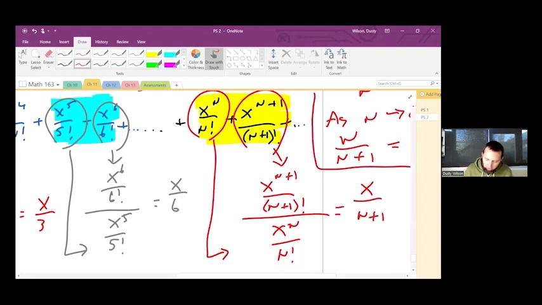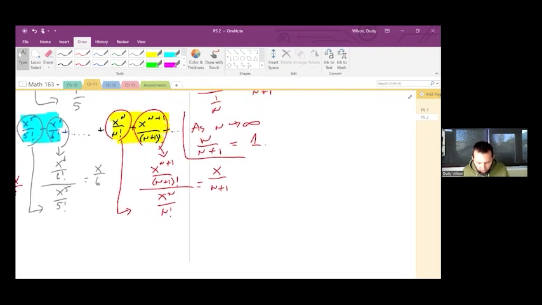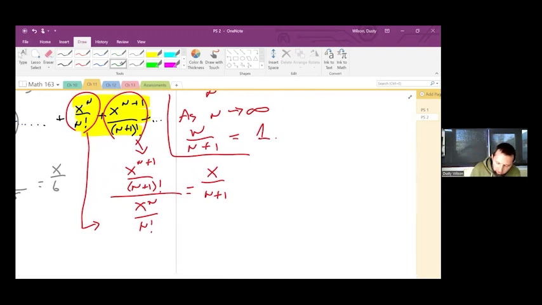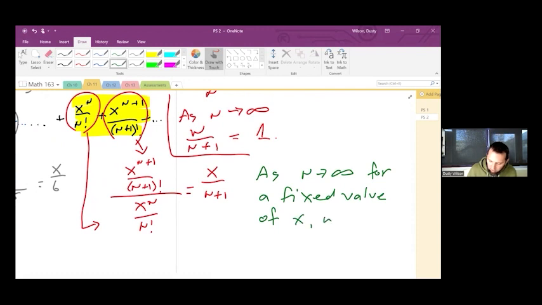This stuff up here is from a previous example. And what I want you to see here is that as n goes to infinity, as long as x stays fixed for a fixed value of x, we know that x over n plus 1 will go to 0.